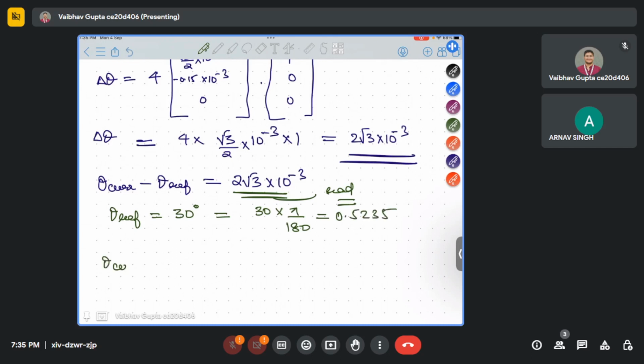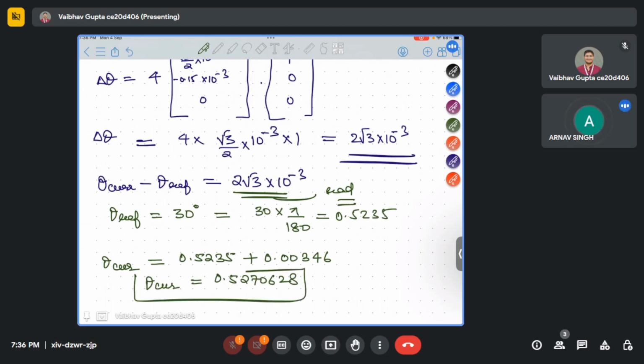So theta current will be 0.5235 plus 2 root 3 into 10 to the minus 3. I will write in decimals now, which is 0.00346. So theta current will be equal to 0.5270628. This is the theta current value in radian.